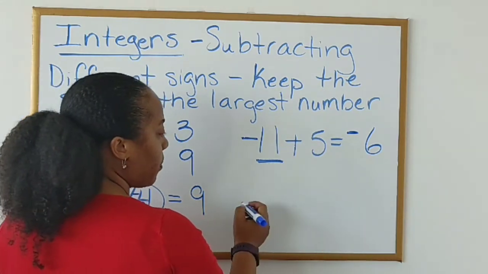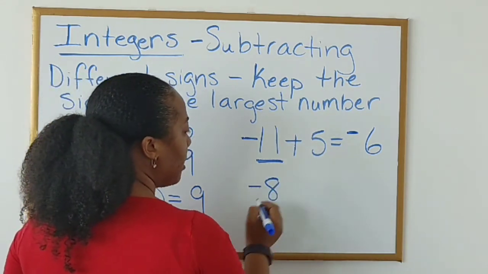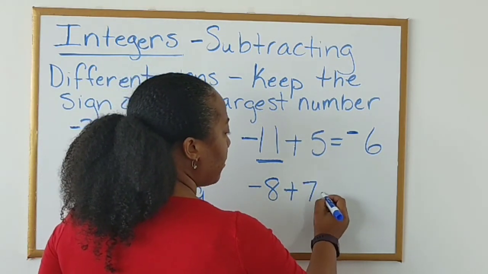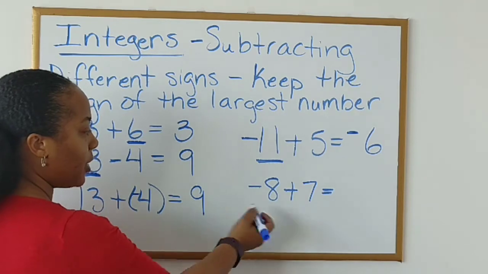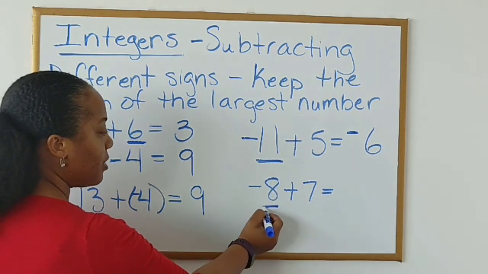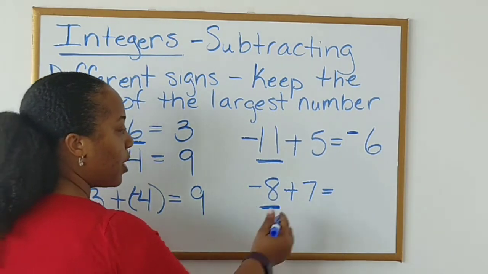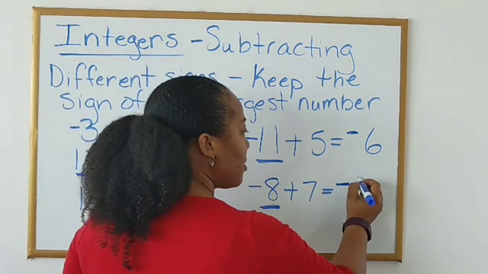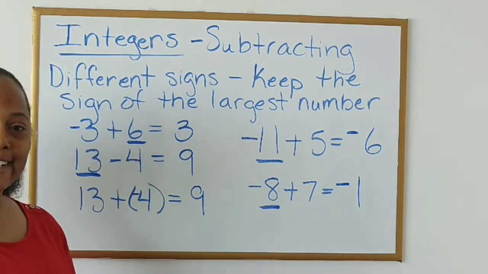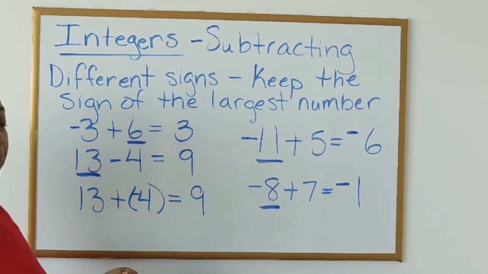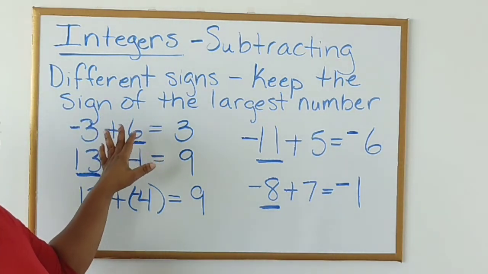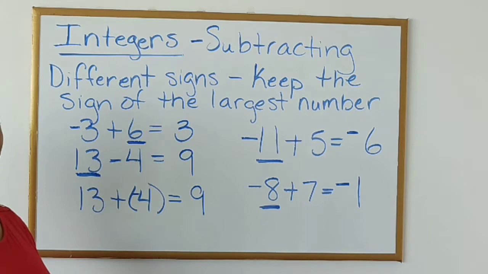Well, we'll try another one. We'll say a -8 plus 7. The highest number here is the 8, which is a negative number, so our answer has to be negative. So 8 minus 7 gives us 1, so our answer is a -1. And that is how subtracting integers actually works. You remember, if you have different signs, you subtract and keep the sign of the largest number or the largest integer.